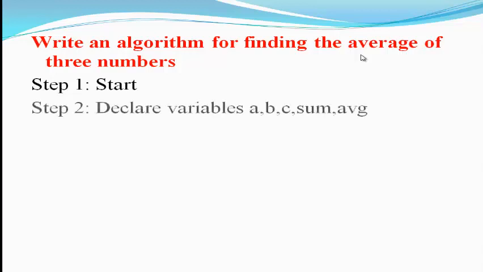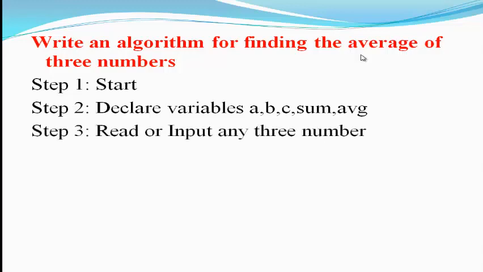Next, second step, declare variables a, b, c, sum and average. Here I declare some appropriate variables. I take a, b, c, sum and average. In our definition, there are three numbers a, b, c. Sum means first we add the three numbers and store it in a variable, and finally we store it in the average variable to get the average. Next, step 3, read or input any three numbers.